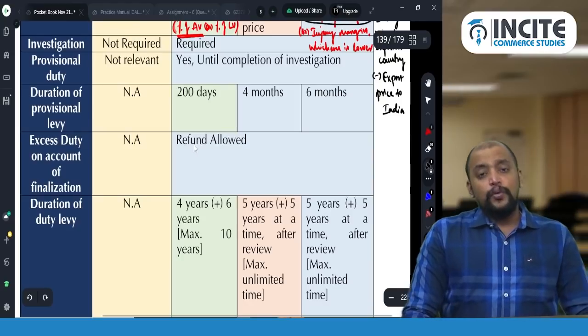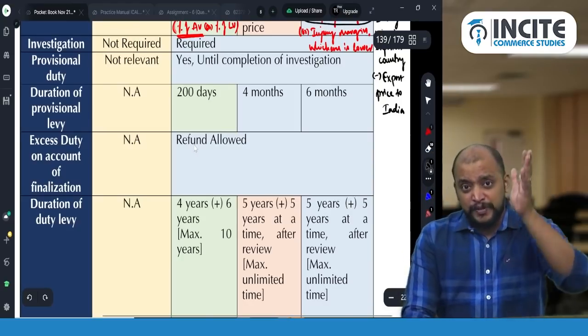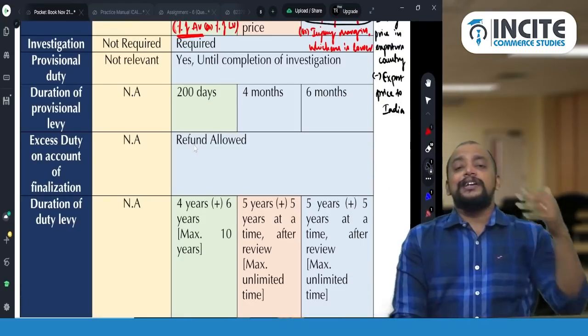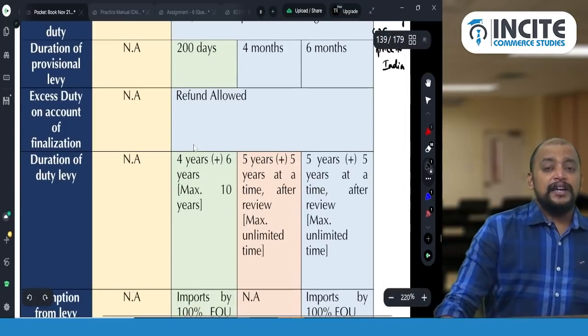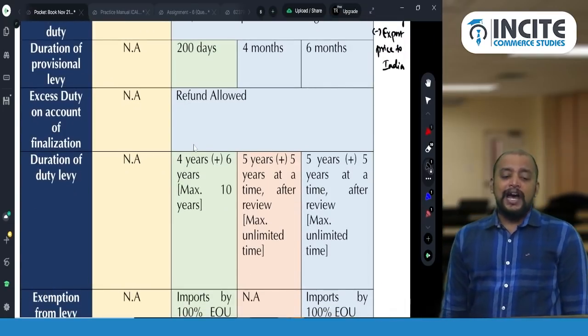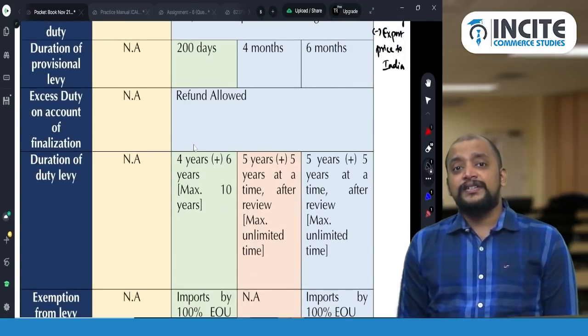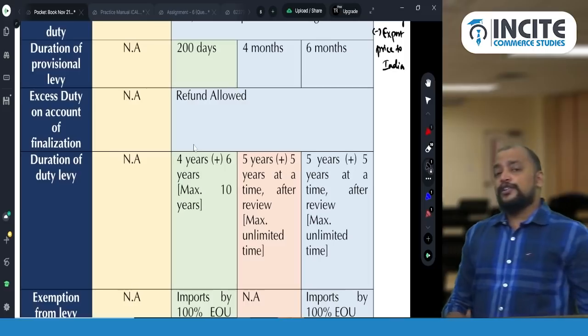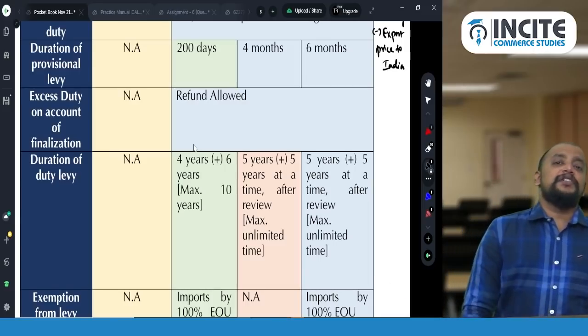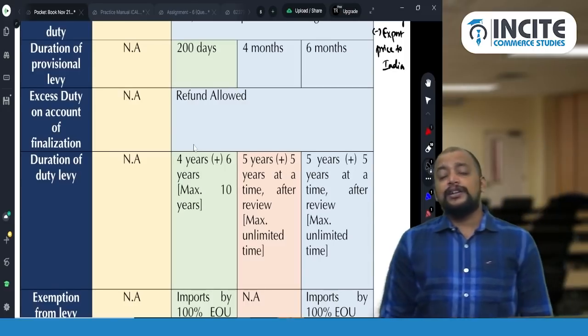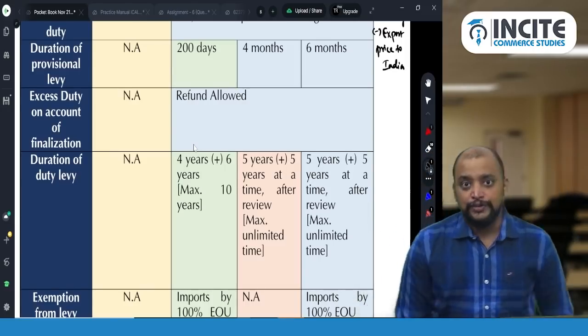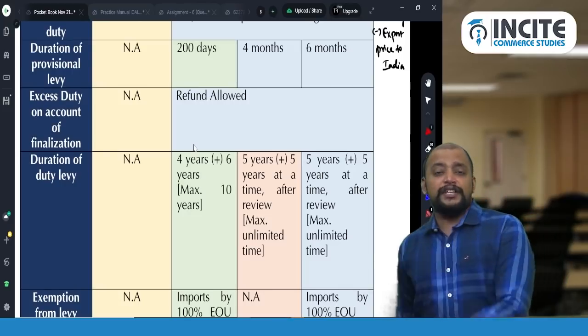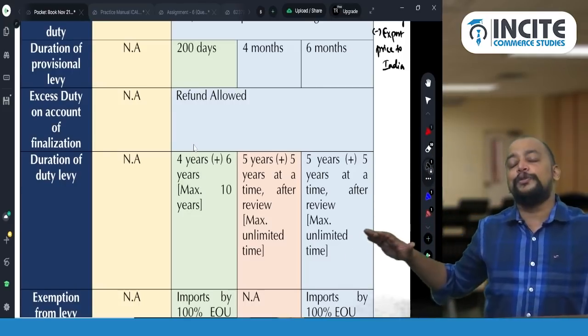Once the safeguard duty, anti-subsidy duty or anti-dumping duty is levied, what is its validity? Safeguard duty's validity is 4 years and it can be extended for a further period of 6 years, but the maximum period is 10 years. It cannot go beyond that. For how many years will we protect the domestic industry? The domestic industry has to recover. That is the objective. So 4 years plus a further 6 years, but in no case beyond 10 years.